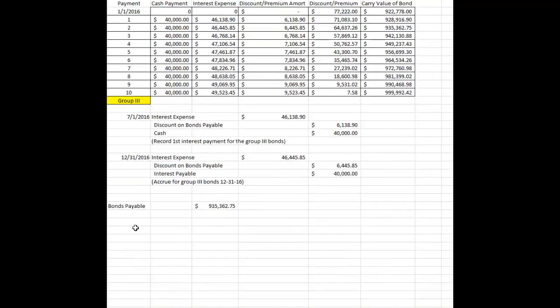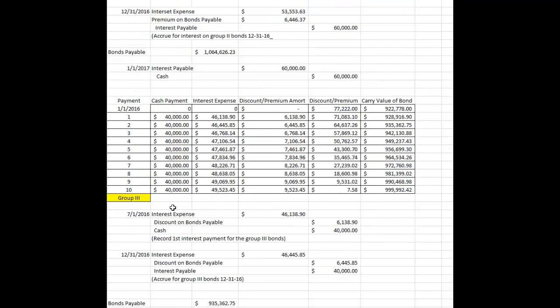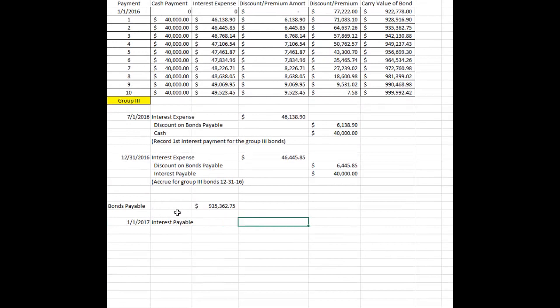And the same thing happens for the Group 3 bonds on January 1st of 2017. Again, no interest expense again. You have interest payable. Just making sure I didn't put interest expense on that last one. 40 grand, that's what we promised to pay you at the end of the year, and now we're paying you. So a good description would be make the January 1, 2017 payment for Group 3 bonds. Fairly simple. That's it.